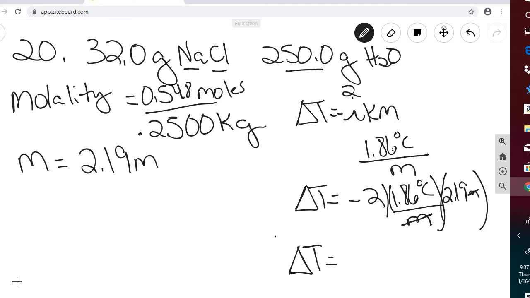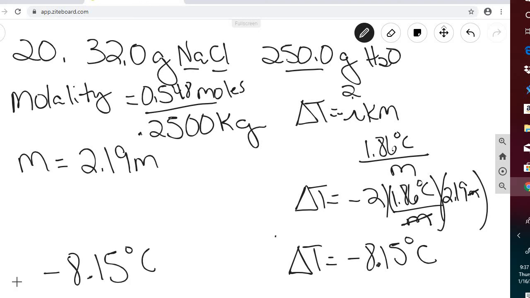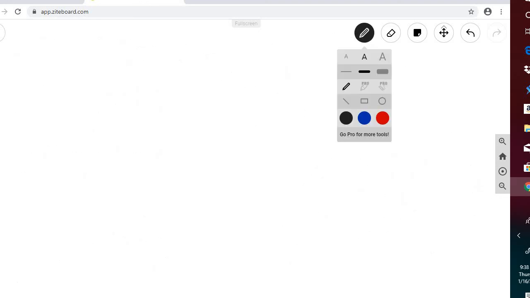So negative 2 times 1.86 times 2.19 will give us negative 8.15 degrees C. Since the freezing point of water is 0 degrees, the freezing point of our solution would be 8.15 degrees lower than that. So the freezing point would be negative 8.15 degrees C for that sodium chloride solution. Okay, that was number 20. We got 2 more. Hang with me.